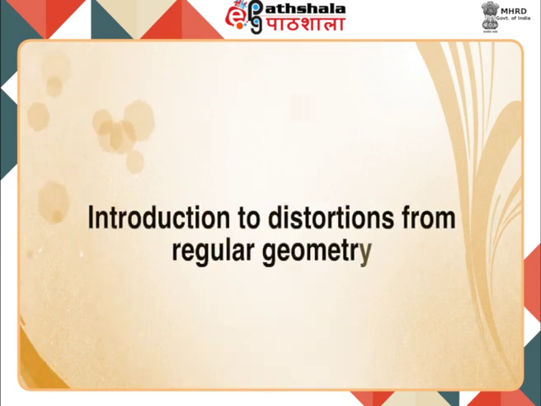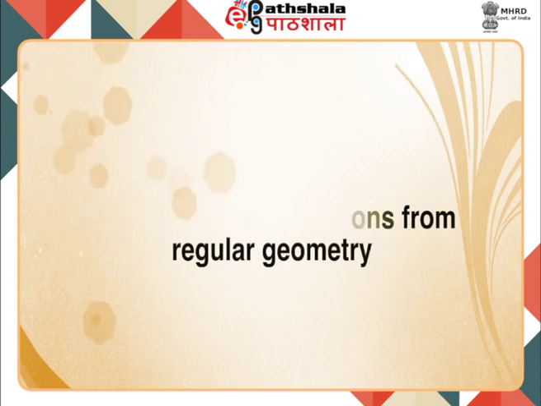So, introduction to distortions from the regular geometry. Some of the complexes having 6 surrounding ligands possess structures which are not octahedrally symmetric and are considered to be tetragonally distorted. These include a large number of copper 2+ complexes. Other species such as d8 compounds possess only 4 ligands forming a square planar geometry.